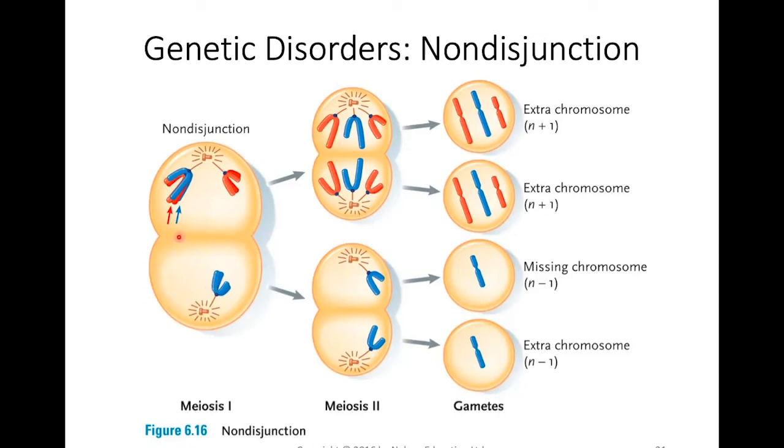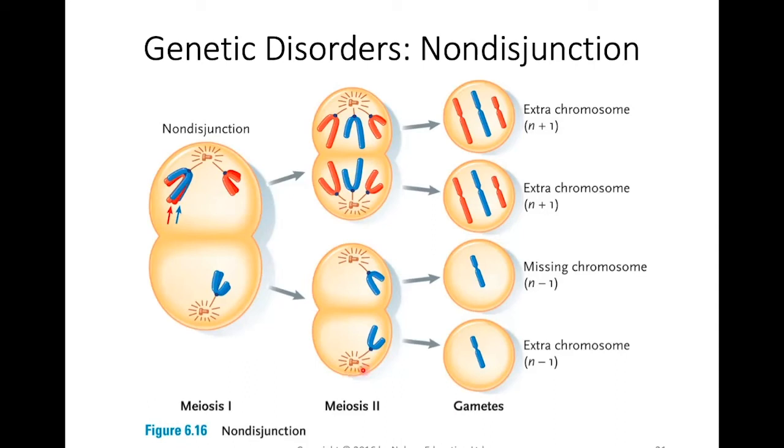But non-disjunction can occur where there's an error during anaphase, and the chromosomes themselves don't split equally into their following daughter cells. So here we're looking at an example where during anaphase 1 of meiosis 1, we've had homologous pairs pass into the same cell. And normally we would be expecting that one pair of the sister chromatids would have passed into that other cell. And so then during meiosis 2, we now have cells that have more chromosomes and those that are missing chromosomes.